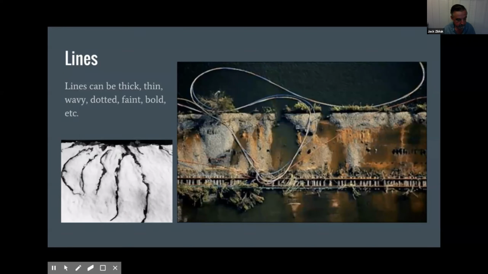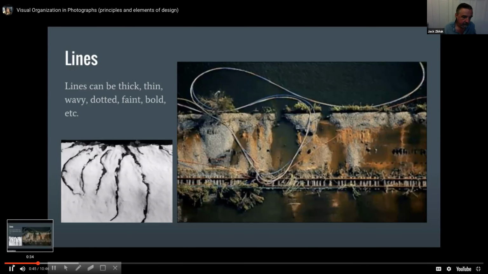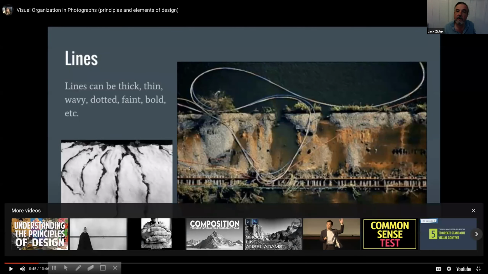So lines can be a great thing to include in your photographs. There are so many lines in the world. There are thick and thin, wavy, dotted, fuzzy, dashed, all kinds of lines. And you also notice these photographs are really using that rule of thirds thing. You know, our horizon is in the top third and in the bottom third.